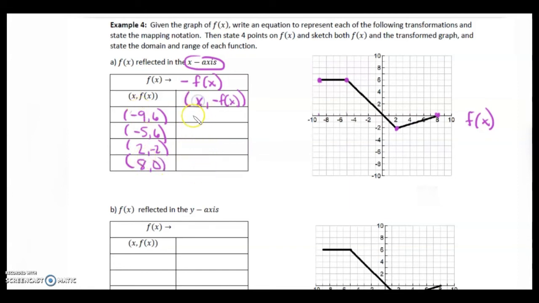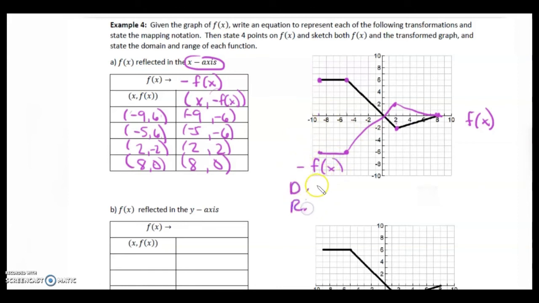All of the x's are going to stay the same: -9, -5, 2, and 8. Now every single y value is going to flip. So 6 and 6 go to -6, -6, -2 goes to 2, 0 stays. When we graph this, we graph points 1, 2, 3, 4. That is going to be our function, negative f(x). Very general function there.